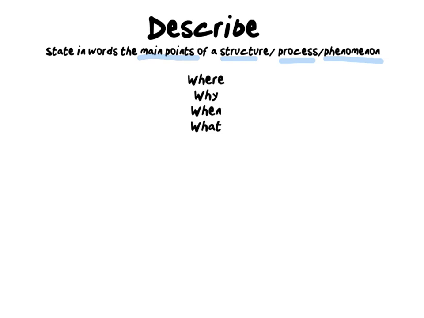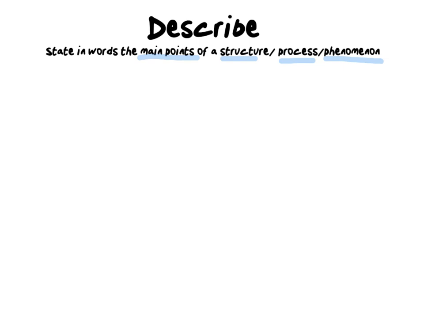We have the where, the why, the when, and the what. Now, I know this seems very obvious that this is what you would need to give in a description, but often we forget how we apply these things. So when we're describing a structure, process, or a phenomenon, we need to say, where is this process taking place? Why is this process taking place? When is it taking place? And what exactly is this process?